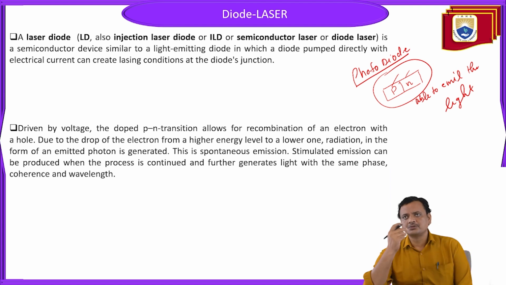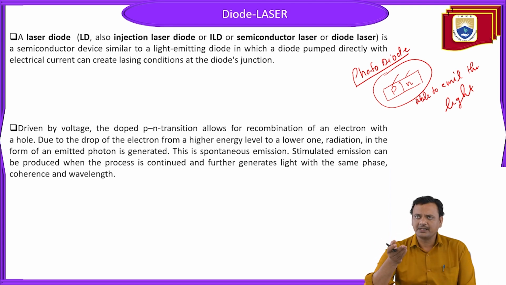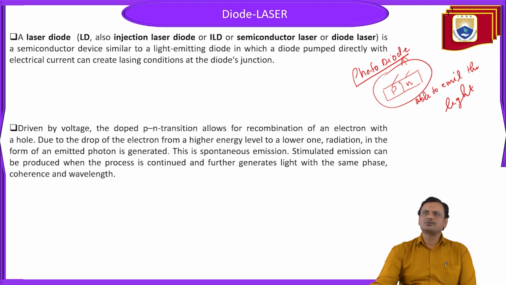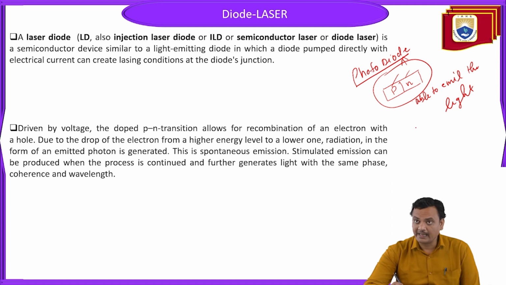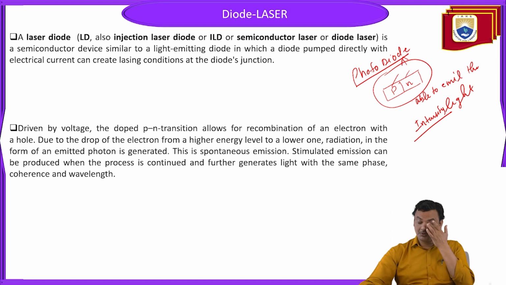So your diode laser or laser diode is very similar to a photodiode because it will also generate light. But what is the difference? Whatever light is generated by a photodiode will not follow the characteristics of laser. It will not show a highly directional phenomenon, it will not show coherency, and it will not show high intensity, meaning the number of photons available per unit area, per unit volume, will not be very high. But obviously it will generate light.